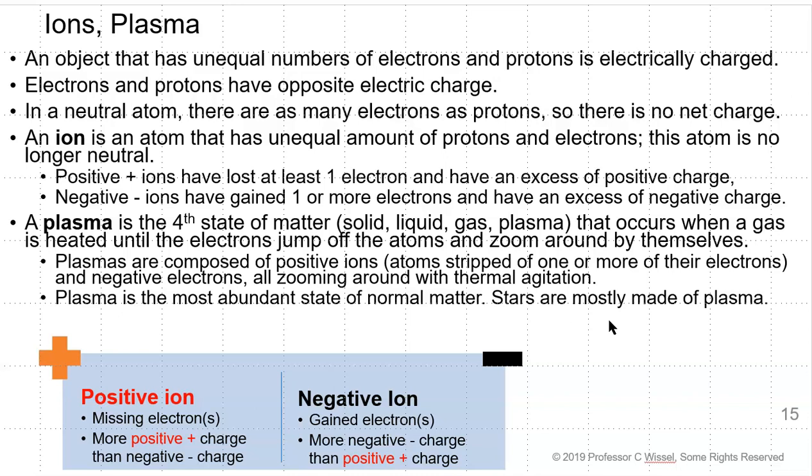Most everything you see in the night sky, except for the moon and planets, or a satellite, or a plane flying overhead, is made of plasma. An ordinary candle flame, if at least partially ionized, is a plasma. So is an arc. A lightning bolt is a plasma. Positive ions are missing electrons. They have more positive charge than negative charge. A negative ion has gained electrons and has more negative charge than positive charge.